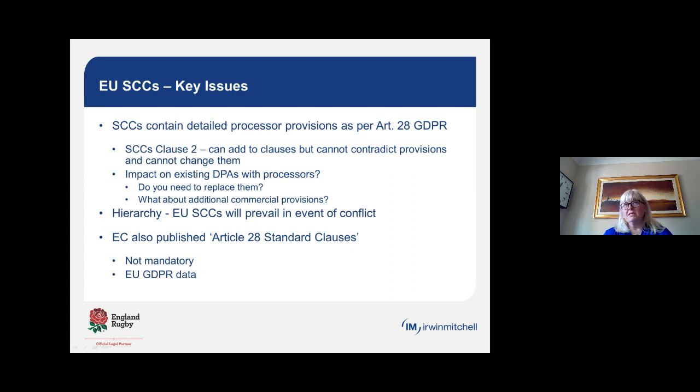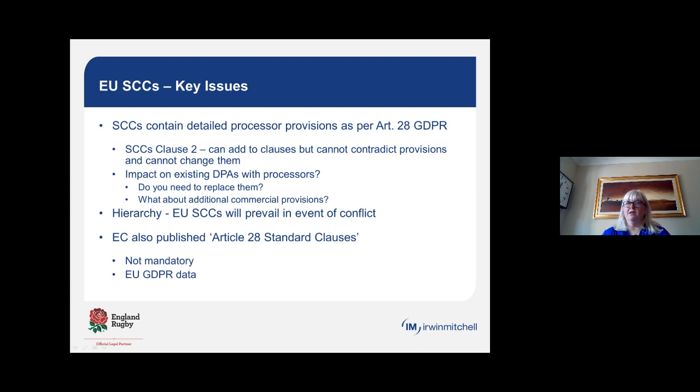Now, the standard contractual clauses have got those processor clauses within them, which raises an interesting question. If you had a processor that you weren't exporting to, and you already had some Article 28 clauses in place with them, when you move to the standard contractual clauses, and we'll have a look at the timeline in a minute in terms of when you can use them and when you have to use them, do you have to move to the version of the processor clauses in the standard contractual clauses? I think you probably do.